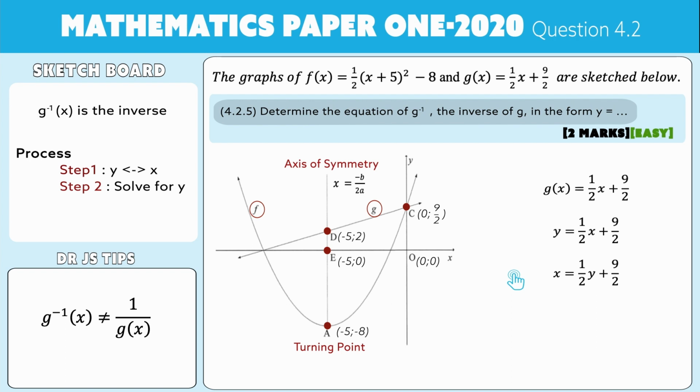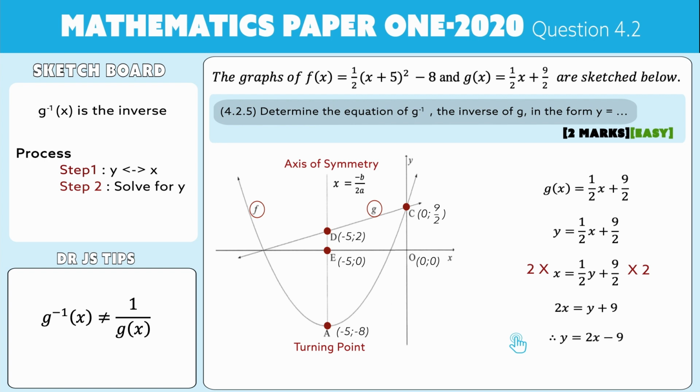Now, I don't like fractions. I don't know about you, but they irritate me. So at this point, I'm just wanting to get rid of them. So I'm going to multiply both sides by 2 so I don't stumble over some silly fraction. Then I get 2x is equal to y plus 9. And then there's my inverse. y is 2x minus 9.